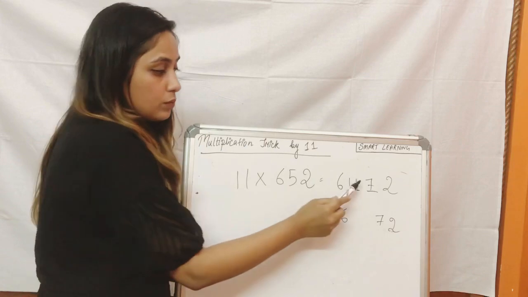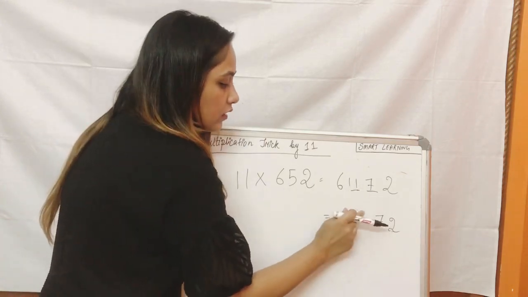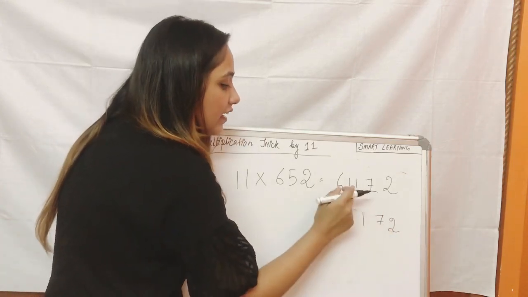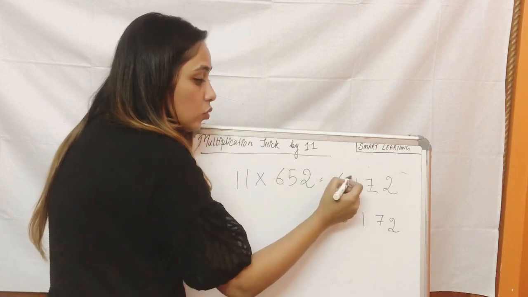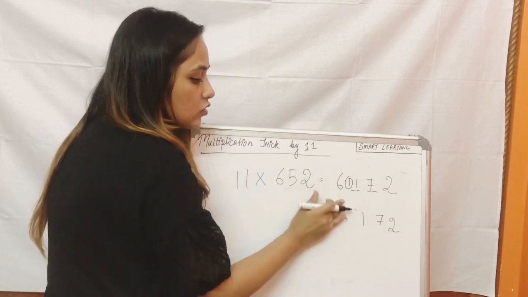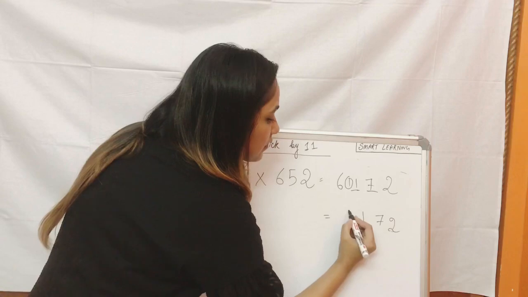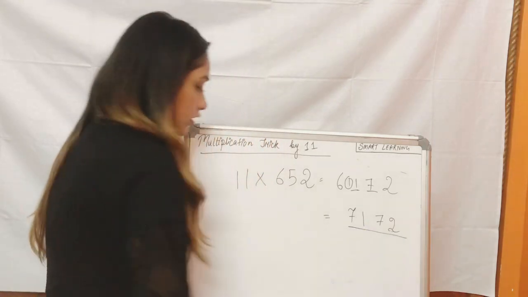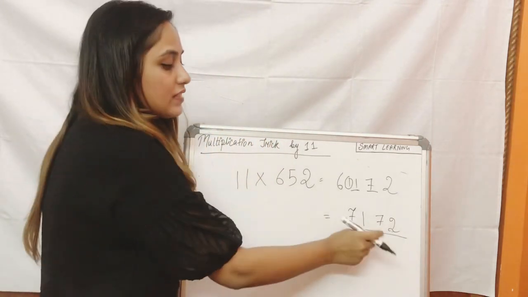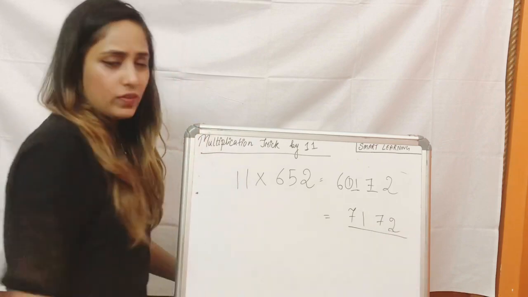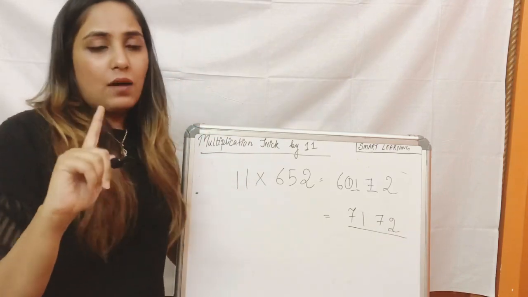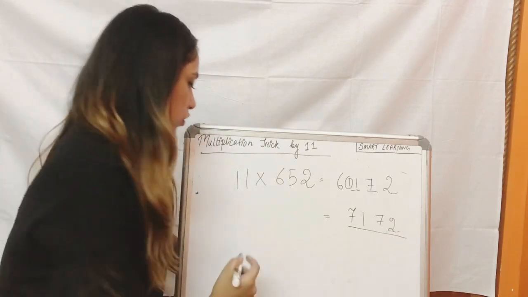I'll keep this 1 and I'll add this 1 to 6. So that is 6 + 1, 7. So 11 into 652 is 7172. I'll take one more example to make things clearer for you.